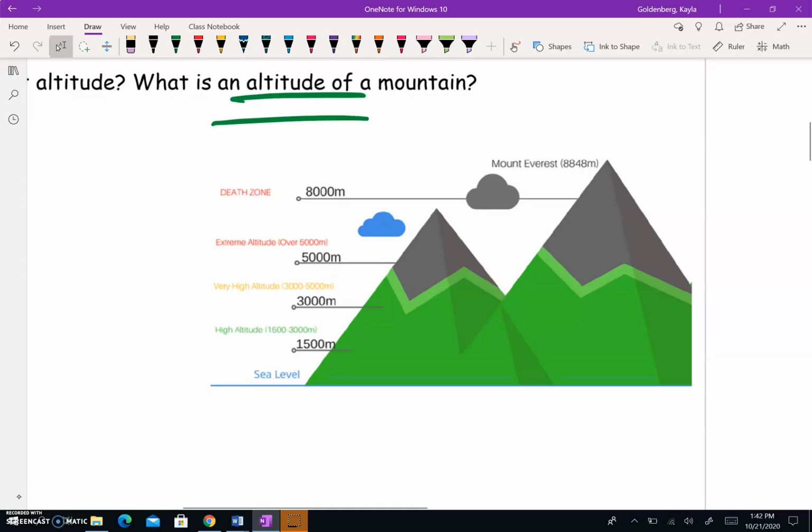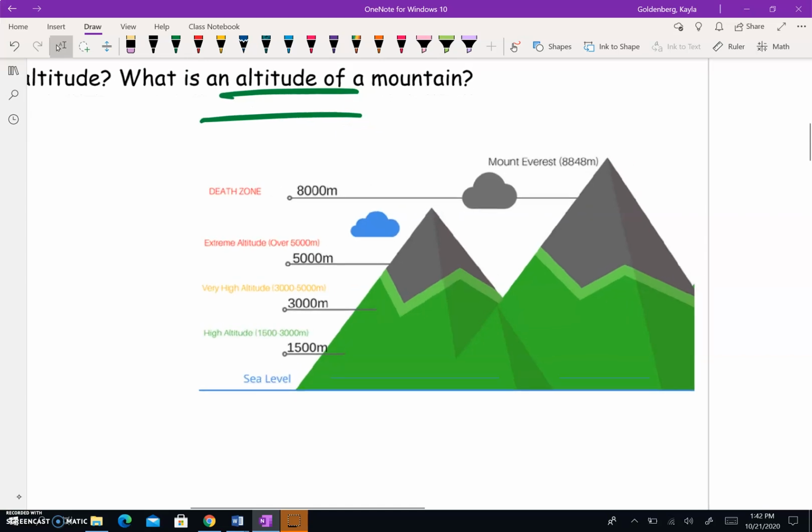Notice this chart. We start at sea level, that's the very bottom, and as we go up, it labels them. This is a high altitude of 1,500 to 3,000 meters. And then a very high altitude gets to from 3 to 5,000 meters. Extreme altitude is over 5,000. And there's this zone called the death zone, and that kind of sounds intimidating. This is supposed to be Mount Everest.